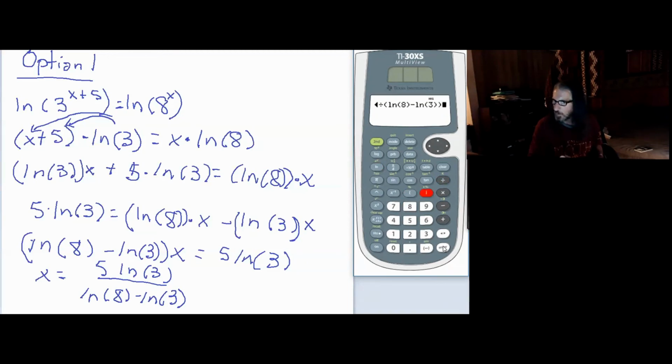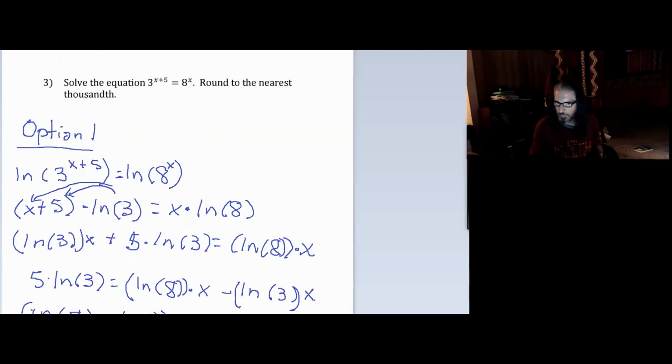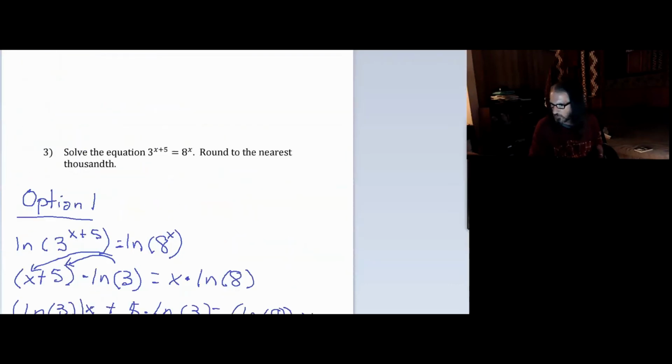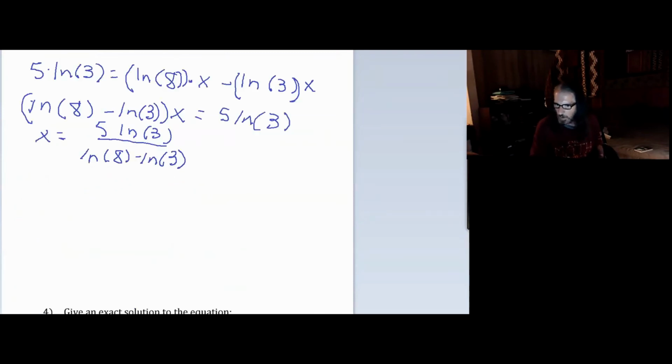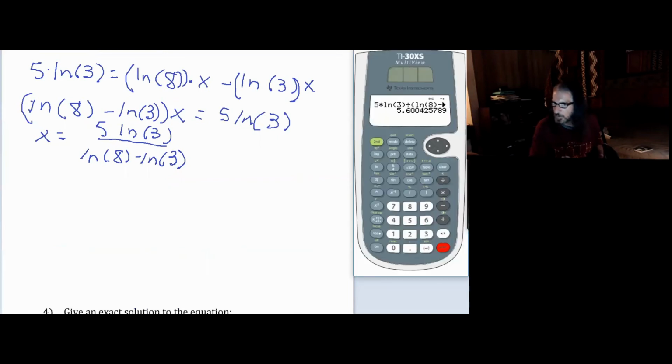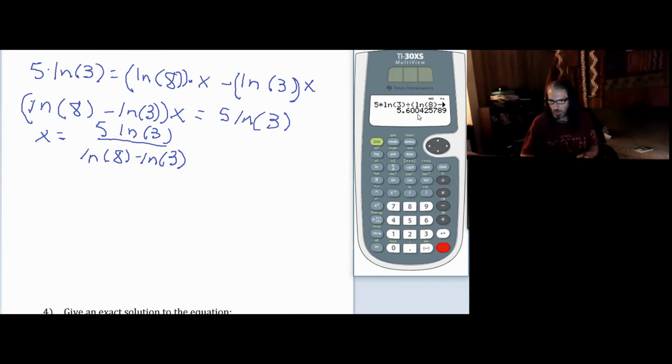This one was also supposed to be rounded to the thousandths place. So that's 3 places out. And that's going to round down because the 4, the place after we're supposed to round to, is going to round that down. We're going to have about 5.600.